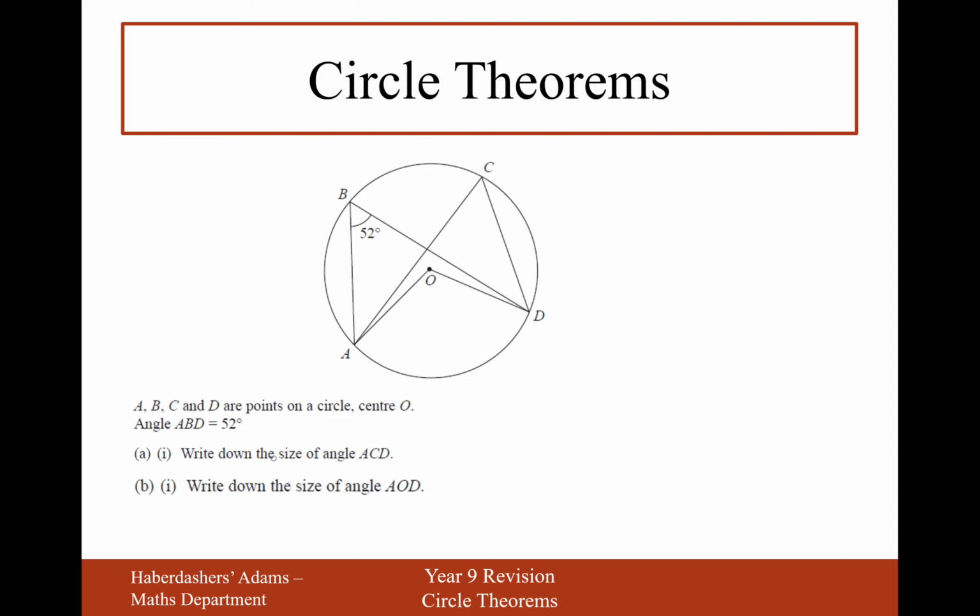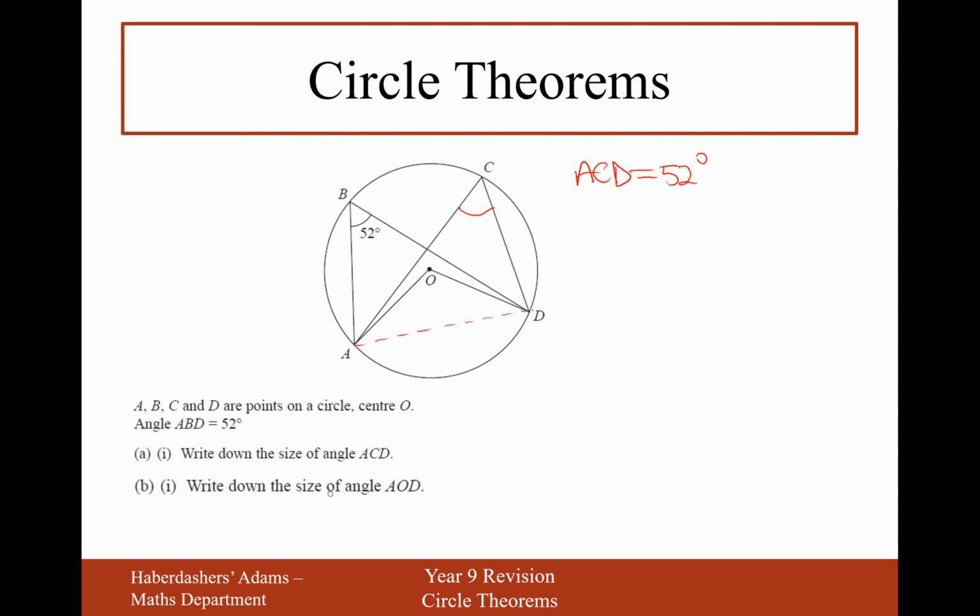Part A is to write down the size of angle ACD. So it's A to C to D, so that's this angle inside here. Well, in this case, it's going to be a little bow tie theorem. Ignore the lines that are going to the centre, and you'll be able to see the bow tie. So that means that the angles that are coming off of this chord, the angle at B and the angle at C, must be equal to each other. So ACD equals 52.